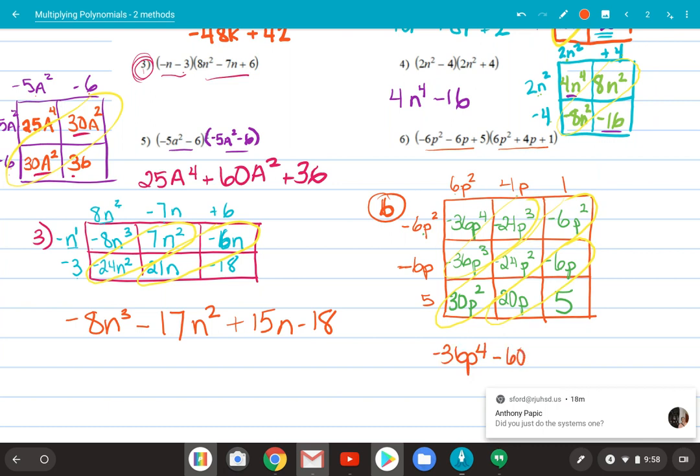60p cubed. And then we get 30 minus 6, which will give us positive 24, minus 24. So these all cross out. 20 minus 6 is 14p plus our last number of 5. And then we're done. So pick which one you guys like, and at the end of the week, you guys will have an end of the week check of understanding quiz.